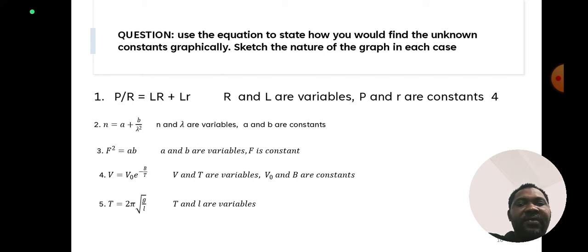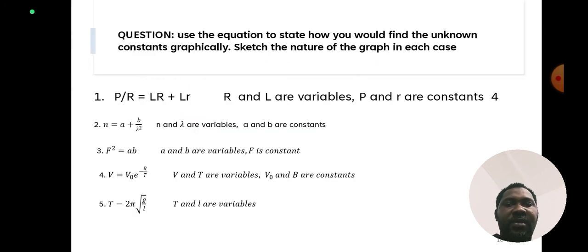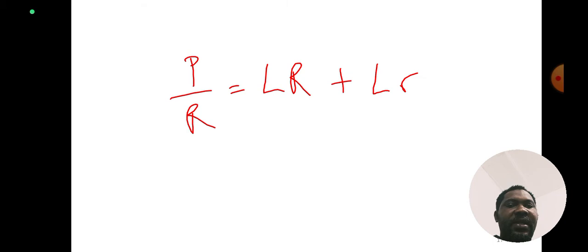In questions like this, you're going to be given the variables and the others become constants. Like we have here, P and r are constants. This is very important. So let's copy that: P over R equal to LR plus Lr. I need to be sure, let me check that quickly. Yes, that's correct. So capital R and capital L are the variables.